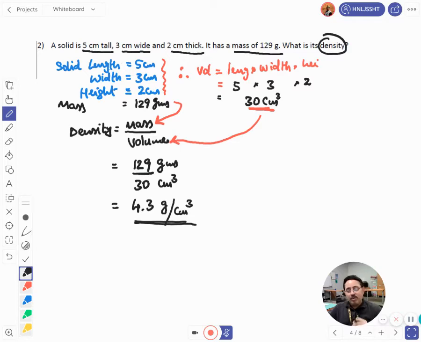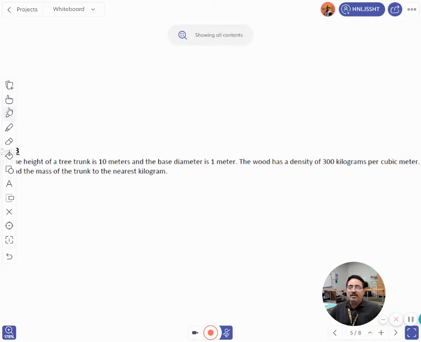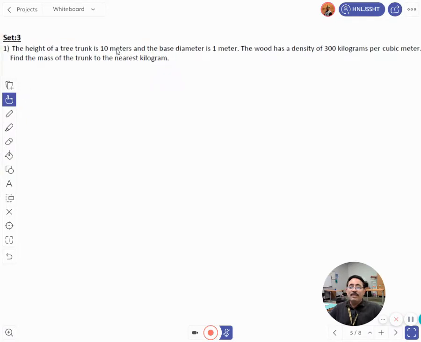Okay, so let me go to the next question. I think there is no difficulty in this question, so let me go to the next one. Let me enlarge the size, move the question. The height of a trunk is 10 meters and the base diameter is 1 meter. The wood has a density of 300 kilograms per cubic meter. Find the mass of the trunk to the nearest kilogram.